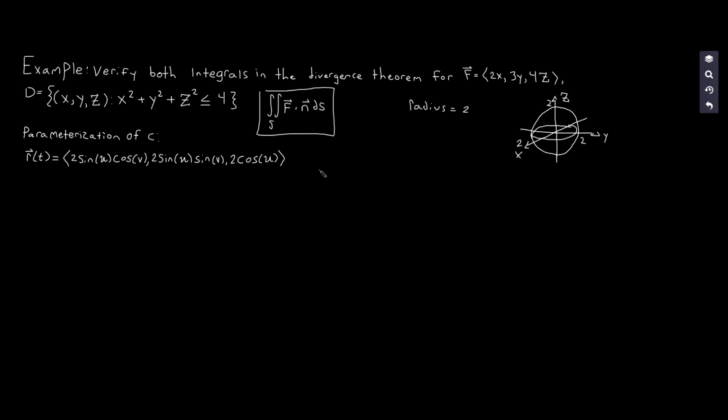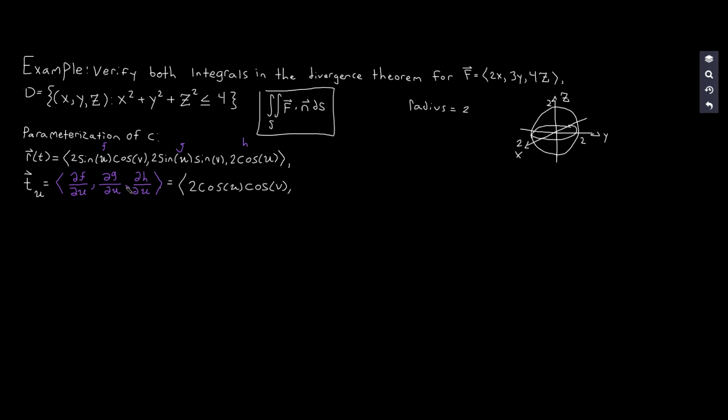Now I'm going to take the derivative of vector r of t with respect to u in order to find our tangent vector, the vector T sub u. If this is F, this is G, and this is H, then I'm going to do it like this. For the F component, the x component, we have 2 times sine of u times cosine of v.